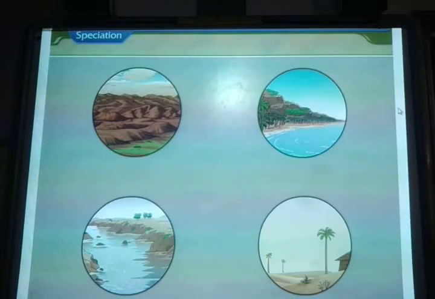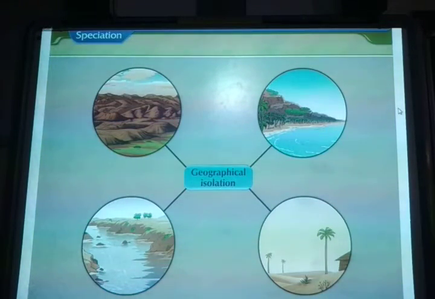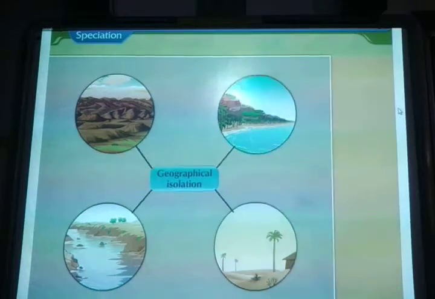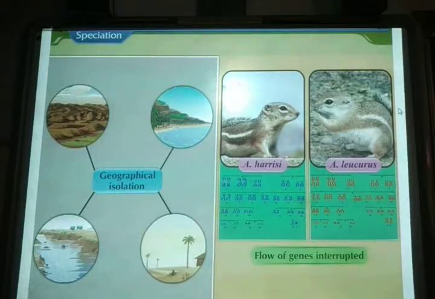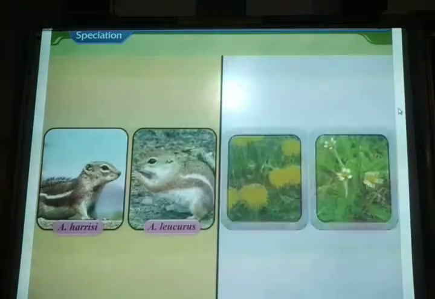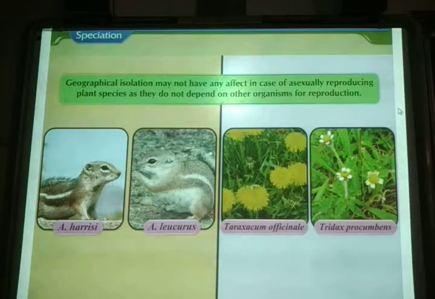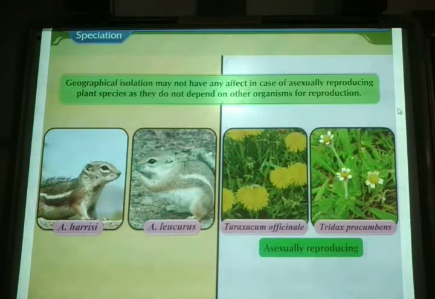Out of these several factors, geographical isolation is the major factor in the speciation of sexually reproducing animals since it interrupts the flow of genes. However, it may not have any effect in case of self-pollinating or asexually reproducing plant species as they do not depend on the other organisms for reproduction.